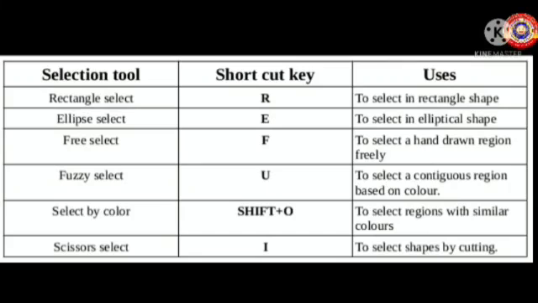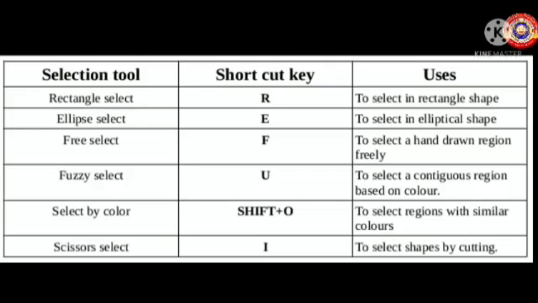Rectangle Select tool. It is used to select an object in rectangle shape. Second one, Ellipse Select. Shortcut key is E. The tool is used to select an object in elliptical shape. Next one, Free Select. Shortcut key F. To select a hand-drawn region freely. We can select any picture according to our wish.